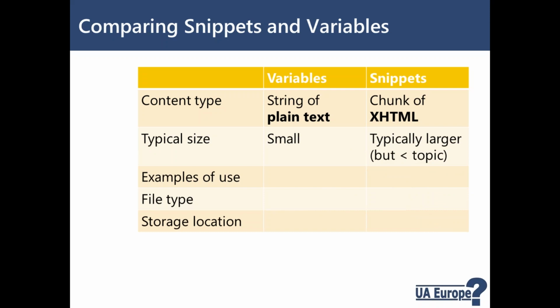Snippets are typically larger. When I work with snippets, I'm normally talking about at least 1 paragraph, but they have to be less than a topic. If they were as big as a topic, they would be a topic. So we're talking about part of a topic. They're typically larger. They can be small, and they can, in fact, be less than a paragraph. You could have a snippet that was just a couple of words.